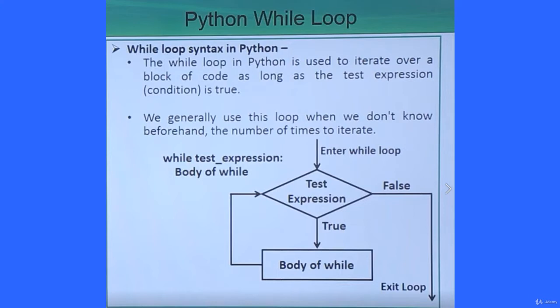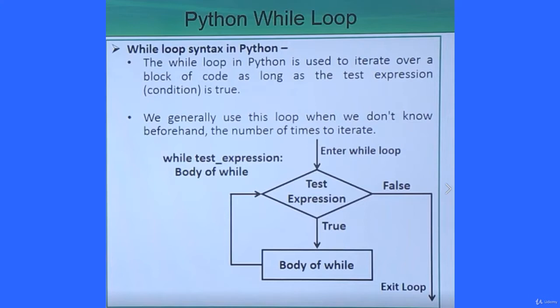So we generally use the while loop when we don't know beforehand the number of times to iterate. Whenever we know how many times we are going to iterate, we have the for loop. But if you don't know how many times we are going to iterate, then you shall go for while looping. Because when the condition is true, the loop will get executed. When the condition is false, then it will come out from the loop construct.